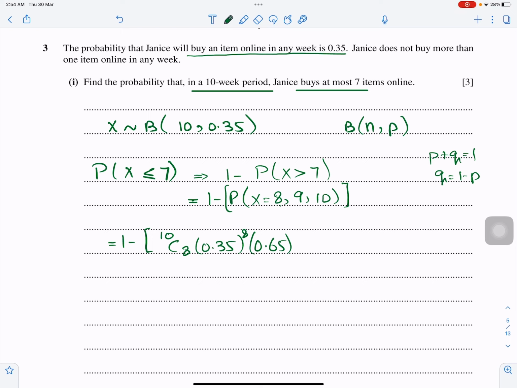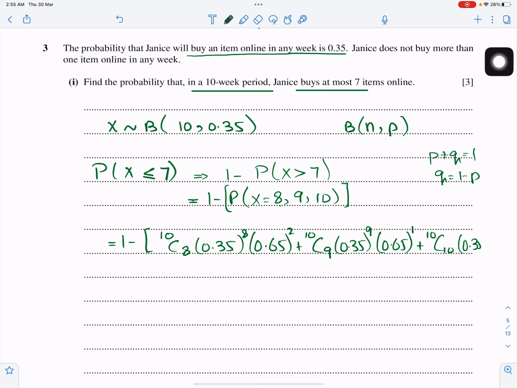So the probability of success is p, which is 0.35. In this way I will do it for 10C9, which is 0.35 power 9, and 0.65 power 10 minus 9 is 1, then plus 10C10, which we usually do not write, but I'm just writing it for you. So it will be 0.35 power 10 and 0.65 power 0. 10 minus 10 is 0.